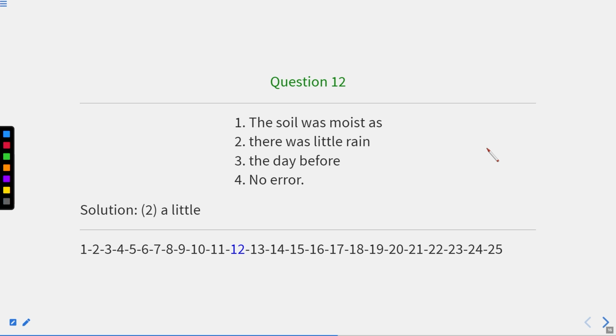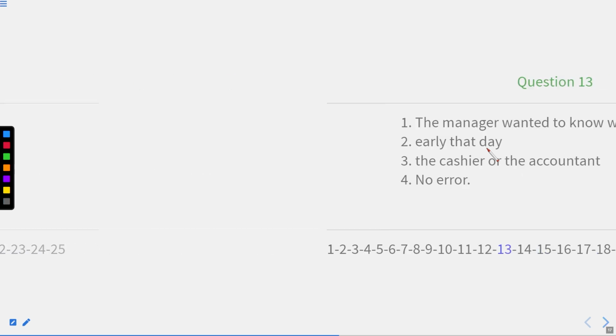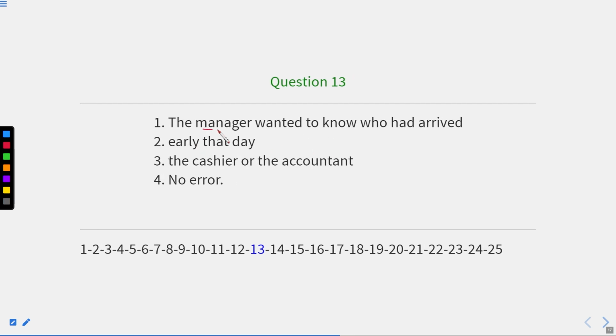A few means some, and the few means sufficient. Okay, now let us move to the next one, that is question number 13. The manager wanted to know who had arrived early that day, the cashier or the accountant. Now we are comparing the arrival of two persons, that is either the cashier or the accountant. So here early should be replaced with the word earlier because we are comparing.